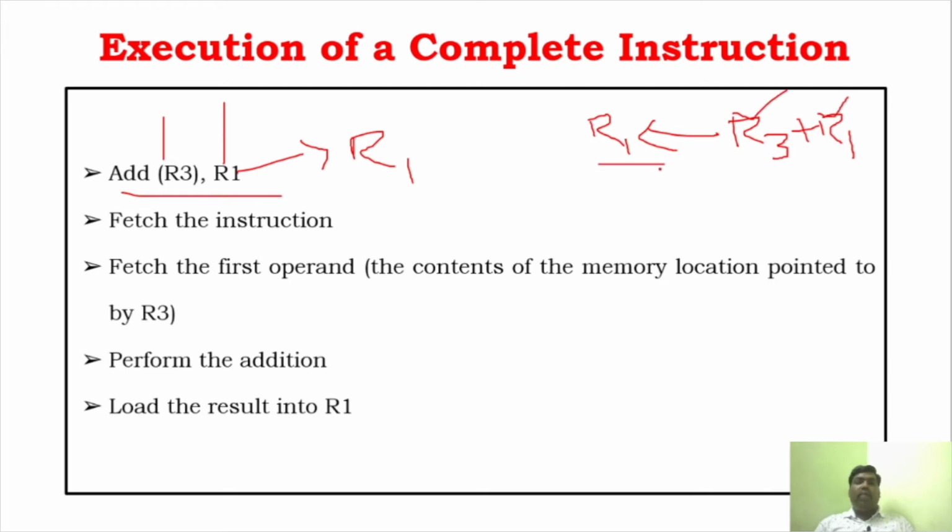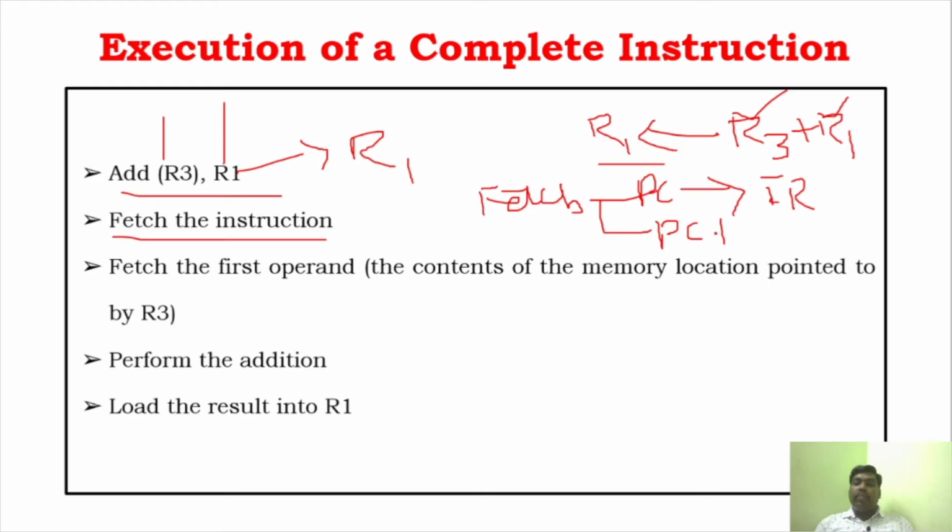So, for executing this particular instruction, what do I have to do? First, I have to fetch this instruction. What does fetching the instruction mean? The instruction must move from PC to IR. Similarly, the content of PC must also be incremented. And only then does it go to the next step, which is the execution phase. So this is the first step: fetch the instruction.